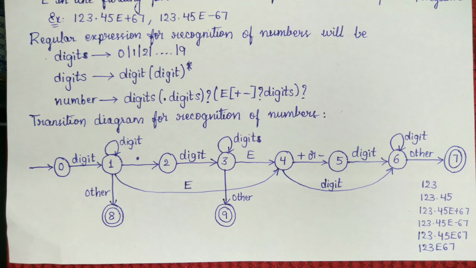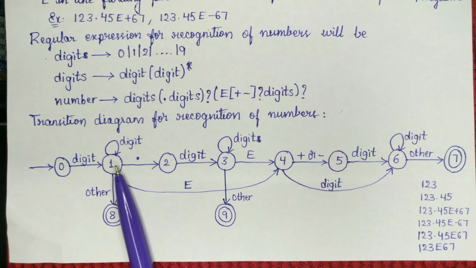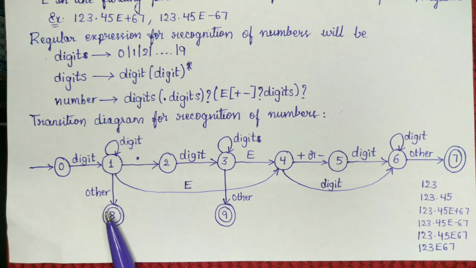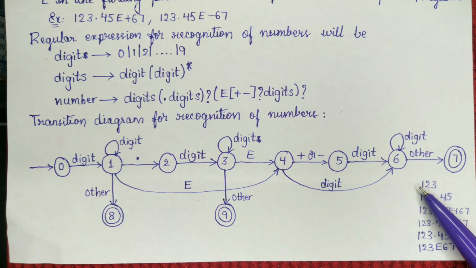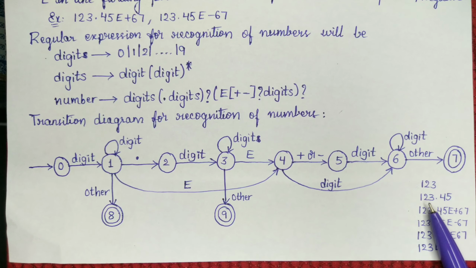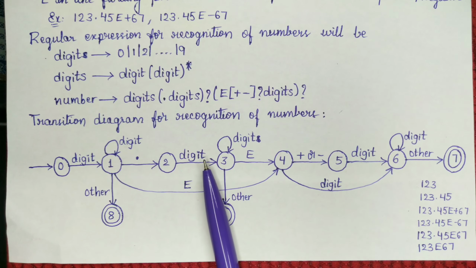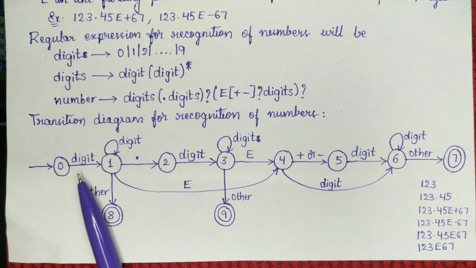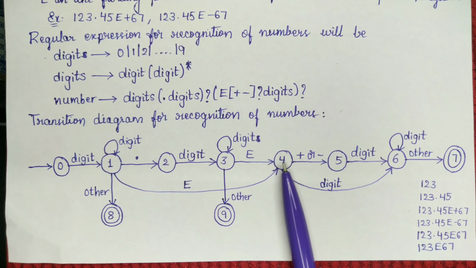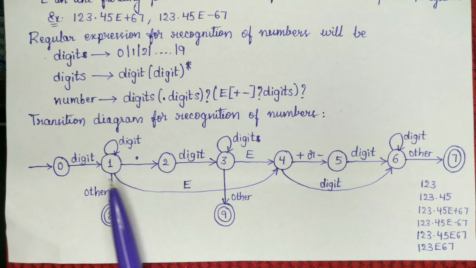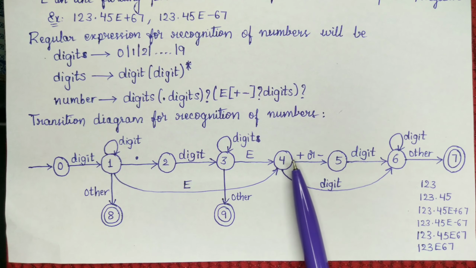Now if we don't need some occurrences, we can modify the transition diagram. If we want only digits, then at state 1 we can produce state 8 as the final state. Take for example 123. So this is also satisfied. The remaining are 123.45, 123.45E67, 123E67. We can move to state 4 from state 1 if we neglect dot and digits by applying E. Then the expression will be 123E plus 67 or 123E minus 67.